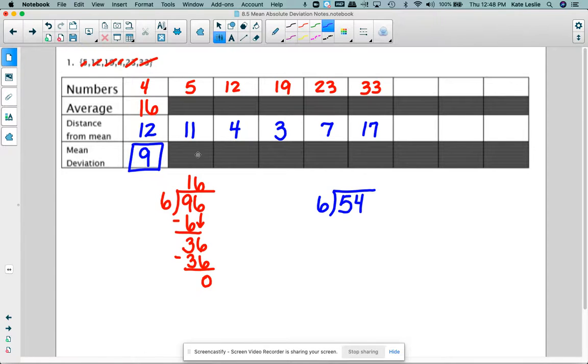So like I said, quite a few steps involved, however, not super difficult. All things you've done before. You start by finding the mean. You subtract each number to get a new data set, and then you find the mean of that data set. Let's go ahead and try another one.